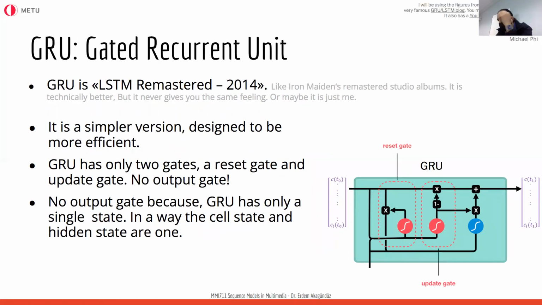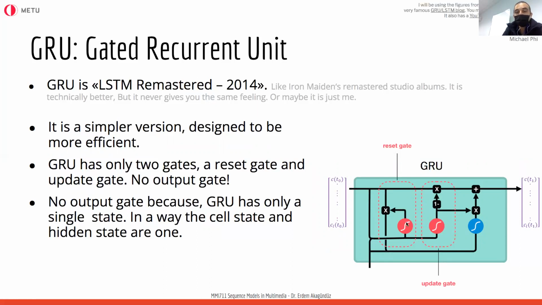Okay, so what about GRU then? We know what LSTM is and we know what it is for. What about GRU then? GRU is like a remastered version, guys. Like, you know, remastered albums. They pretty much sound better, but you don't get the same feeling. It is like that because for most of the problems, LSTM is still being chosen to use, but GRU is more efficient. So this is the architecture. It's a simpler version designed to be more efficient.